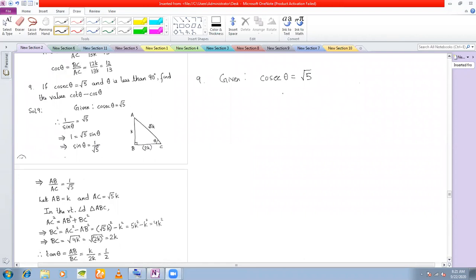Okay. We need to find the value of cot theta minus cos theta. So first, if cosec theta is given from here, you can directly proceed with cosec. Or you can convert cosec to sine. You can write cosec theta is equal to 1 by sine theta. That means sine theta will become 1 by root 5 because cosec and sine are reciprocal of each other. Therefore, sine theta will become 1 by root 5. Now we draw the right angle triangle.